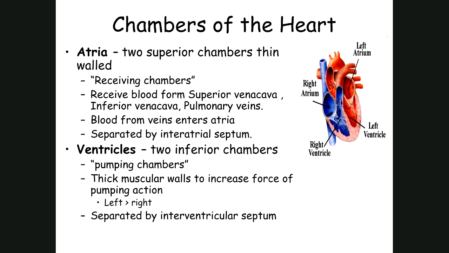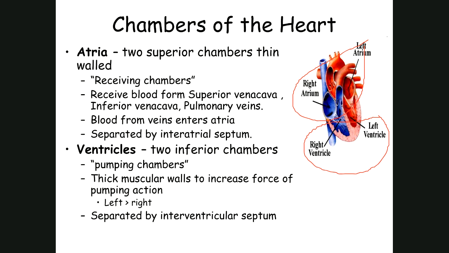Next. What are the chambers present in the heart? How many chambers in the human heart? Yes, four chambers. So what are they? There are two atria and two ventricles. Always remember the atria are present in the upper part. The upper part of the heart is made up of atria and the lower part is made up of ventricles.